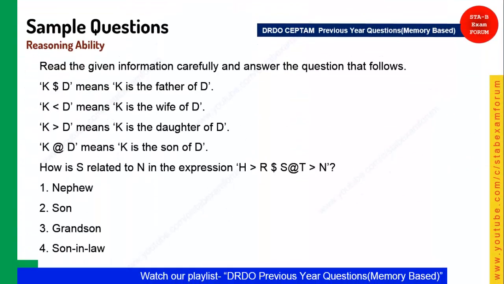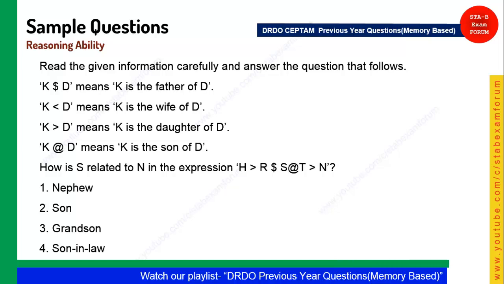This is from blood relation, a very good and very simple one. So we have only one question left after this question. There are certain symbols and their relationships are given. Dollar means father, less than means wife, greater than means daughter, and at the rate means son. You need to find the relationship between S and N.